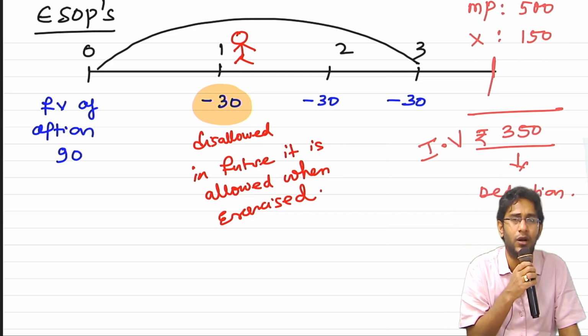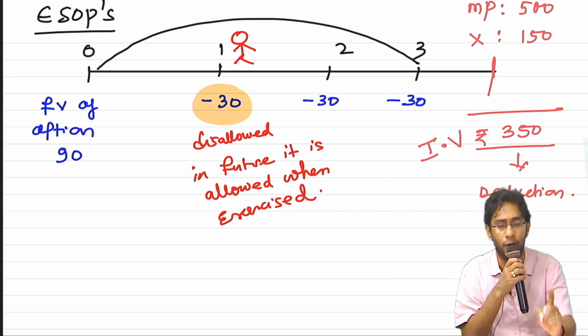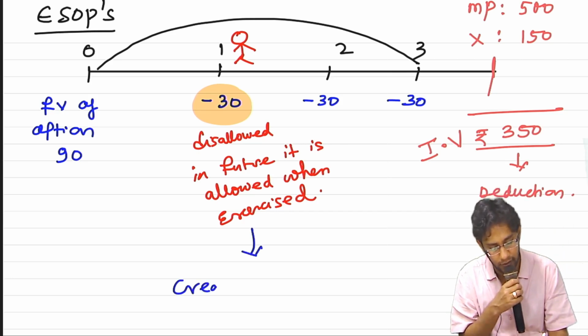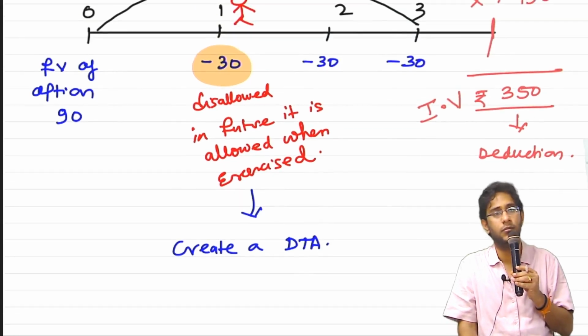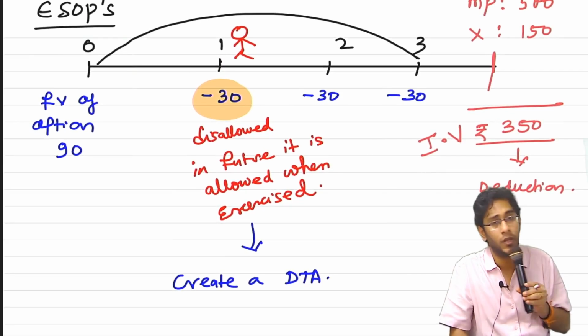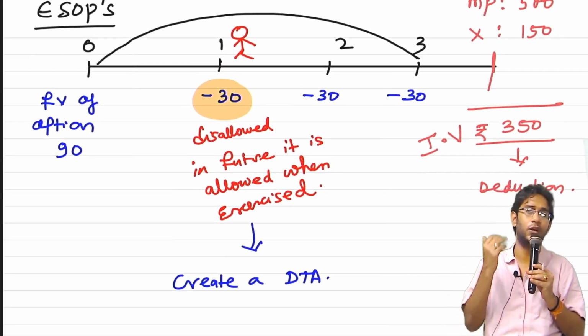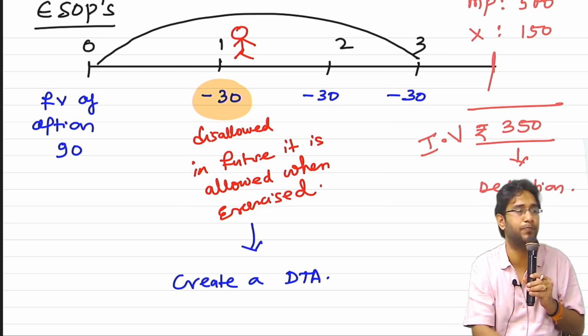All that is fine, sir. Now ultimately what should I do? Simple. This is disallowed, but in future it is going to be allowed. So you have to create a DTA. Sir, how much DTA should I create? This is the trickiest part. Tell me, sir. Guess. 30 is disallowed. Okay, in future he will allow. I'll create a DTA. But in future he is not going to allow 30.